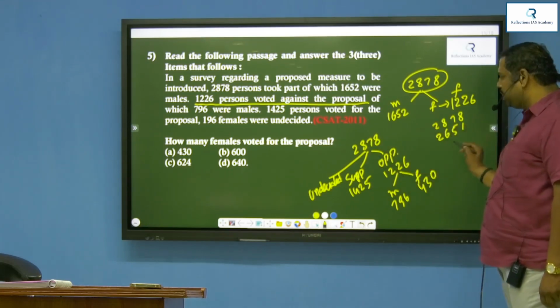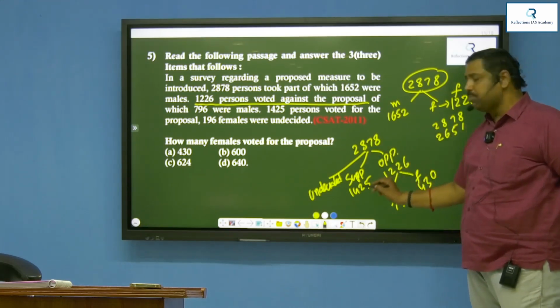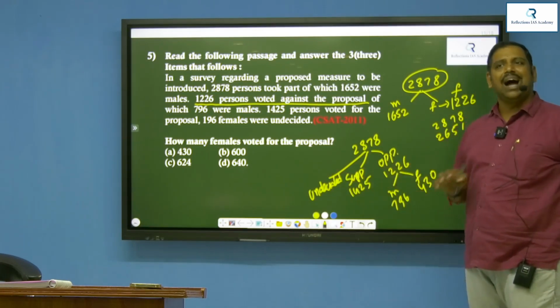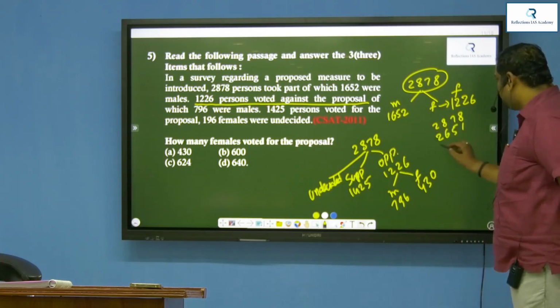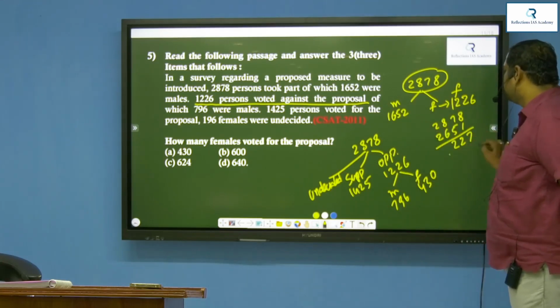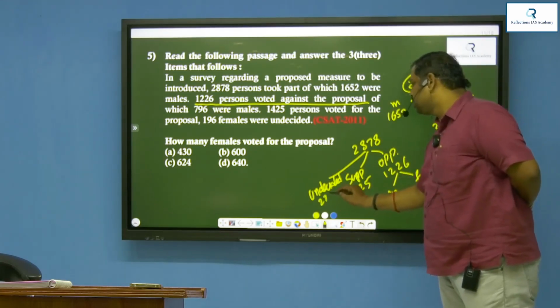2878. Out of 2878, these members opposed. These members supported. Means the remaining members are undecided. Neutral. Okay, not of people. Right or wrong? Okay, good. So how many are there? 7, 2, 2. 2 to 7. Okay, undecided are 2 to 7.